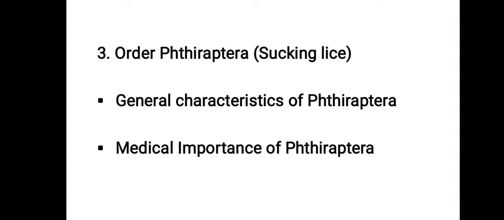We now want to talk about the order Phthiraptera, known as the sucking lice. We'll talk about the general characteristics. Two species of sucking lice are in the order Phthiraptera, and this order was formerly known as Anoplura. So if you see the order Anoplura, just know that it's referring to the order Phthiraptera. Both of them can be used to replace each other.